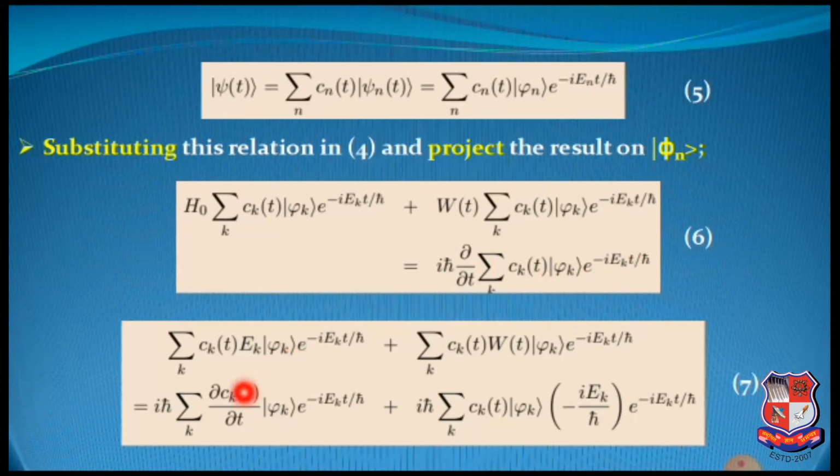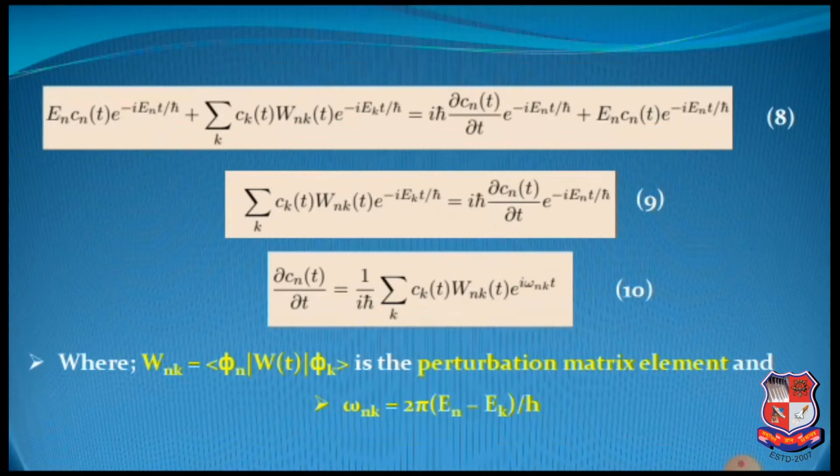So iħ is as it is, summation over k, the first term differentiation, so ∂c_k(t)/∂t into φ_k e raised to minus iE_k t upon ħ. Now the first term will be as it is in the differentiation of the second term, so plus iħ summation over k c_k(t) φ_k, minus iE_k t upon ħ, the power comes into the multiplier and hence the remaining term is exponential minus iE_k t upon ħ. This is equation number 7.